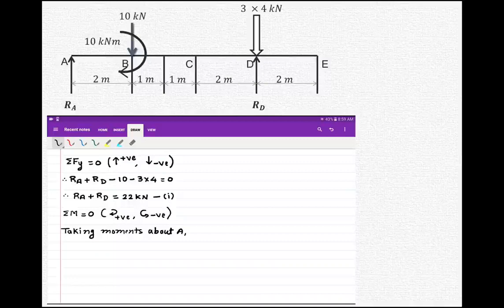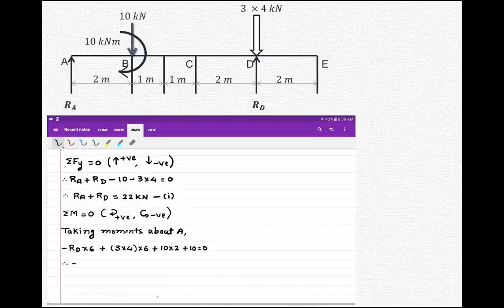Now let us start with RD. RD will produce anti-clockwise moment. So arrow of this RD will go towards A in anti-clockwise direction, and perpendicular distance from D to A is 6. Similarly, 3 into 4, that UDL will produce clockwise moment and the perpendicular distance about A is 6. 10 into 2, that will produce clockwise moment, and 10 kilonewton meter, that moment is already there at point B.